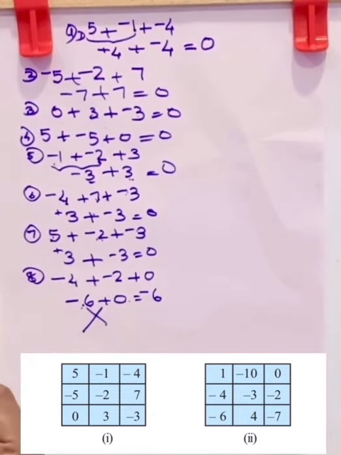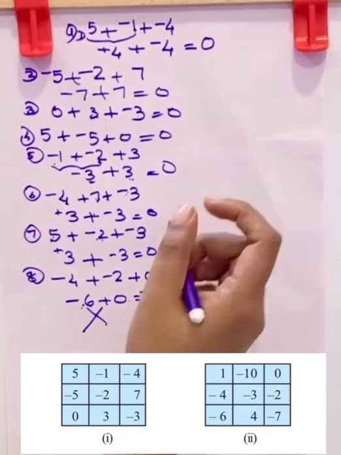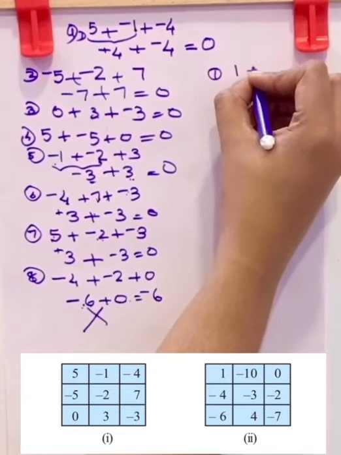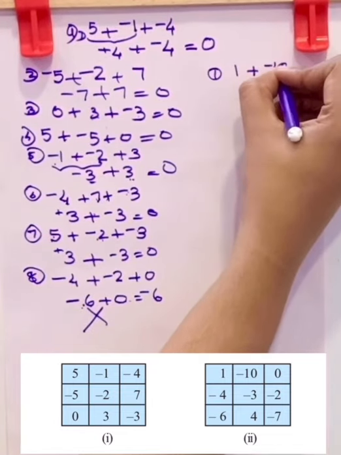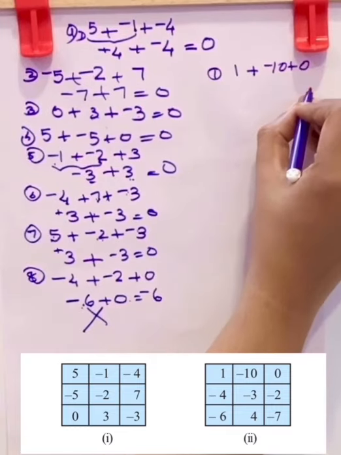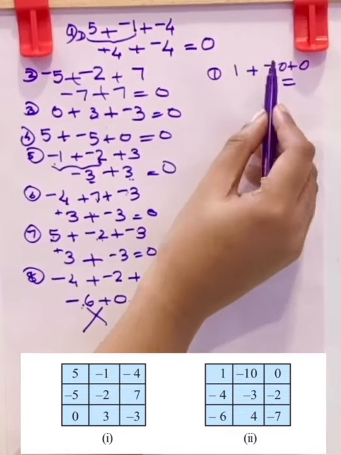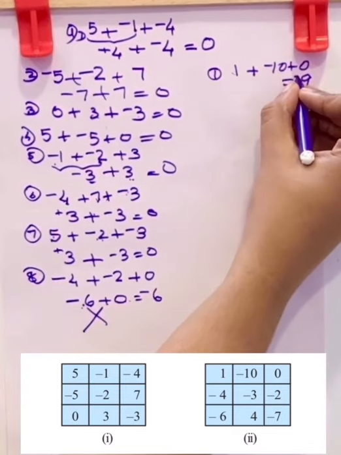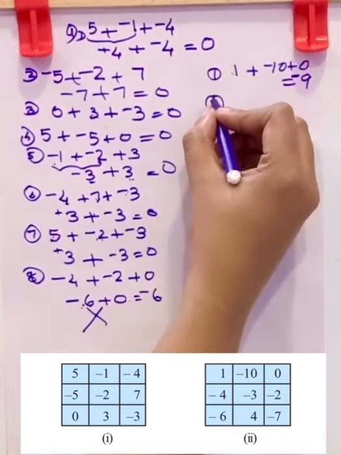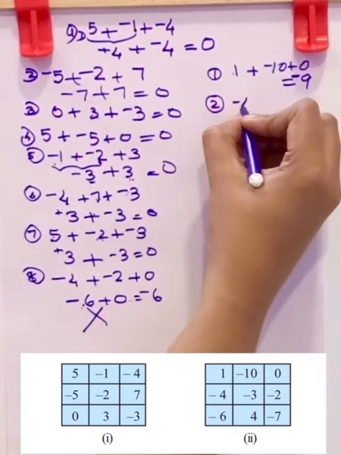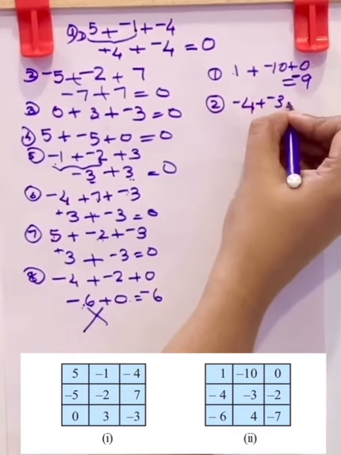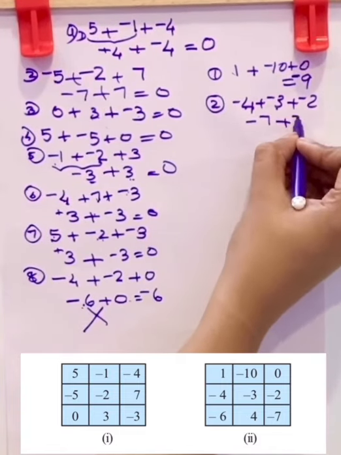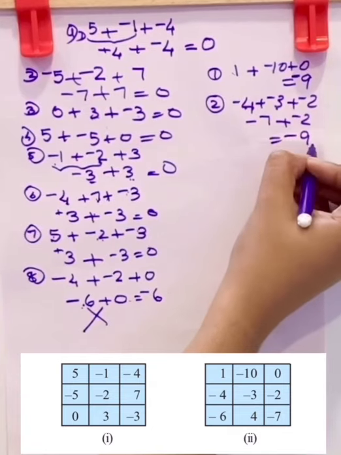Let us check the other magic square. In the first row, we have 1 plus minus 10 plus 0. The answer is, the smaller number subtracted and the greater number's sign, minus 9. Second row, minus 4 plus minus 3 plus minus 2. Minus 4 plus minus 3 is minus 7 plus minus 2 is equal to minus 9 again.